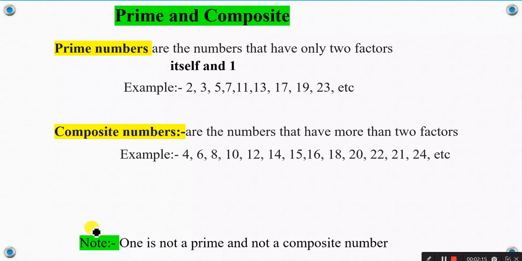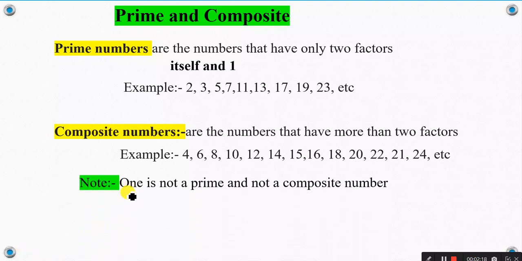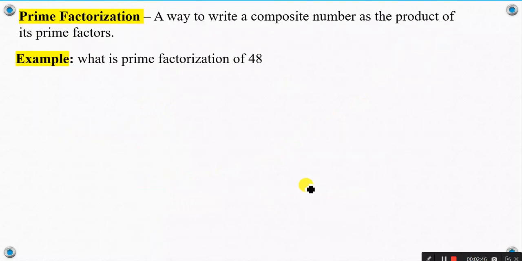Let us move on. Number one: how many factors does it have? Only one. So it is not a prime number and not a composite number. So one is neither composite nor prime. You can check this note.